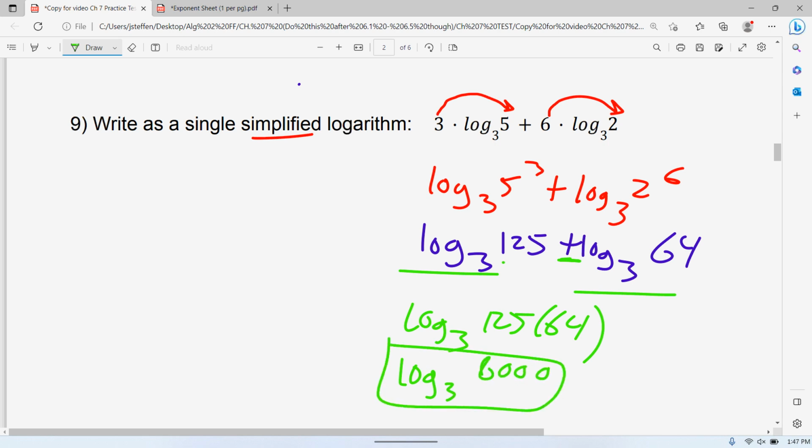Again, a couple people took this and said like 8.18. If you put that in your calculator, that's not what I'm looking for. That's evaluating it. I want it simplified, not just evaluated.